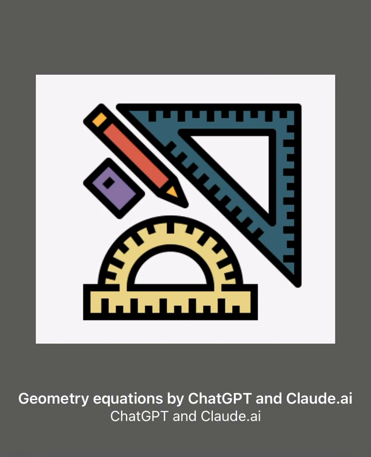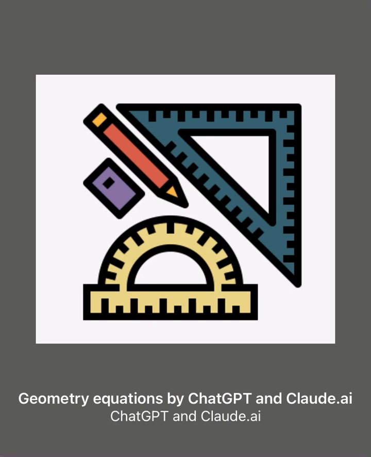The surface area of a cylinder equals 2 times pi times radius times height plus 2 times pi times radius squared. The Pythagorean theorem states the square of the hypotenuse equals the sum of the squares of the other two sides. The distance formula between 2 points equals the square root of the sum of the squares of the differences in coordinates.